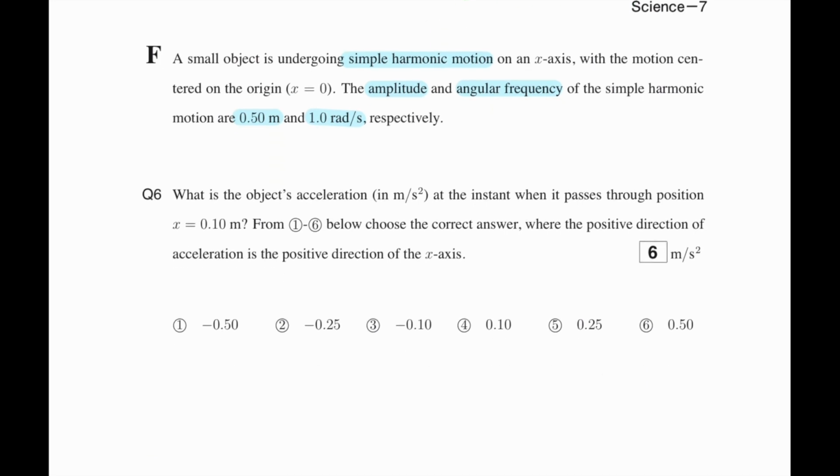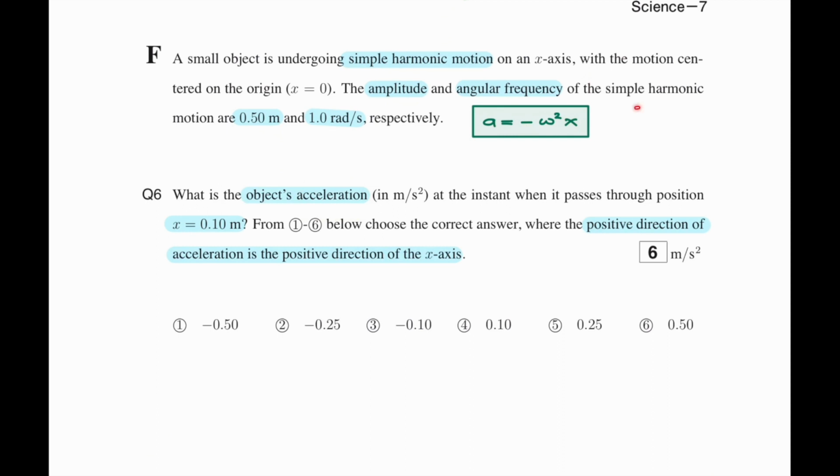The question is, what is the object's acceleration at the instant when it passes through position x equals 0.1 meter? So we want to find the acceleration, where the positive direction of acceleration is the positive direction of the x-axis. If you remember the formula of simple harmonic motion's acceleration, in simple harmonic motion, acceleration is equal to negative omega square times x. By the way, this is the definition of simple harmonic motion: a motion that has acceleration that is directly proportional to the displacement but in the opposite direction of displacement.